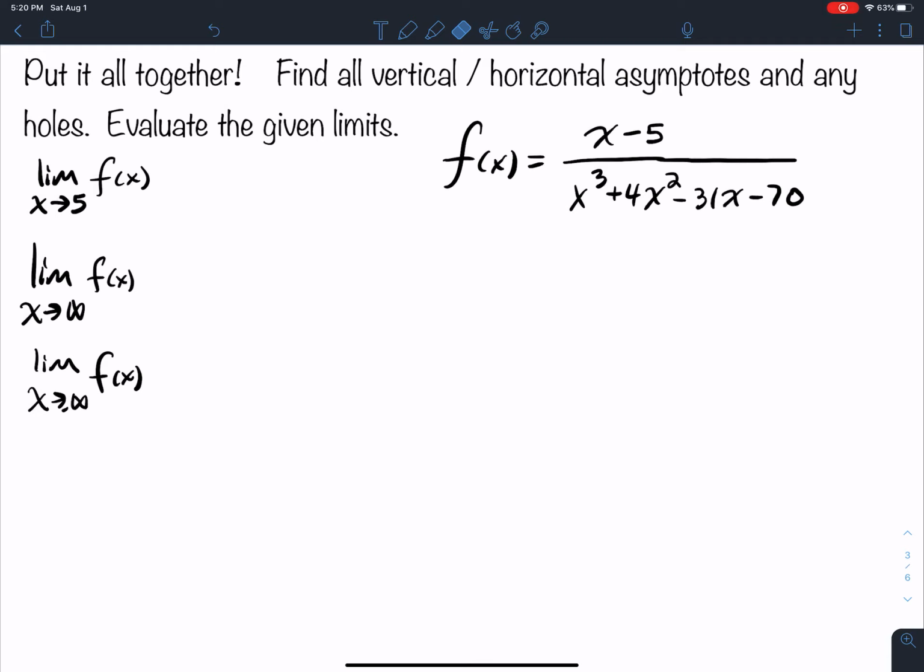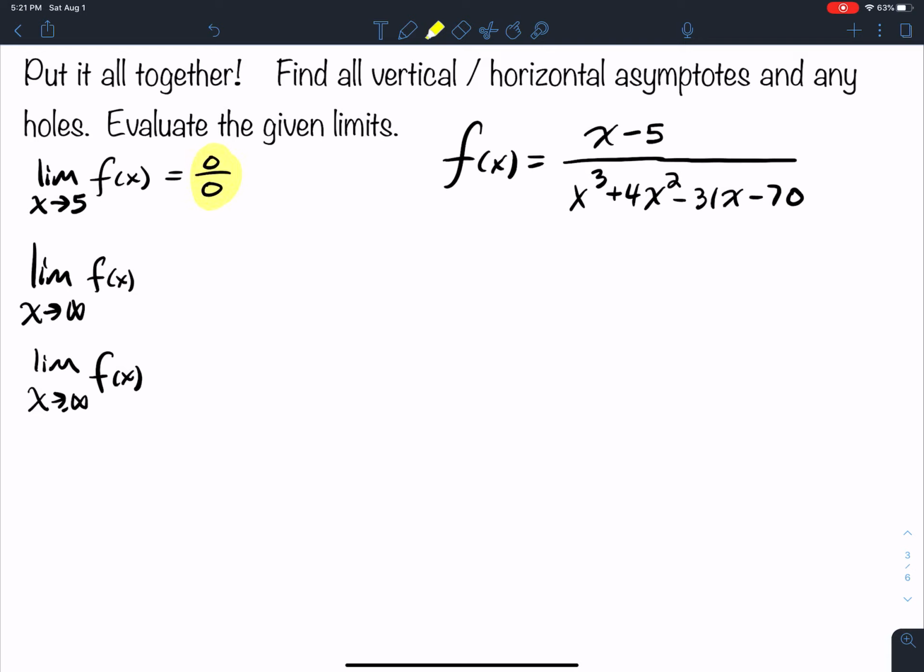So the first thing that I'm going to do is evaluate this limit as x approaches 5 of f of x. Now, when I do this, I'm going to plug in 5 and just see what happens. If I plug in 5 in the numerator, I get 0, okay? 5 cubed here is 125, and then that's going to be 25 times 4 is 100, and then 5 there, I guess that's 155 maybe. If I do all that math out, I'm going to get 0 in the denominator.